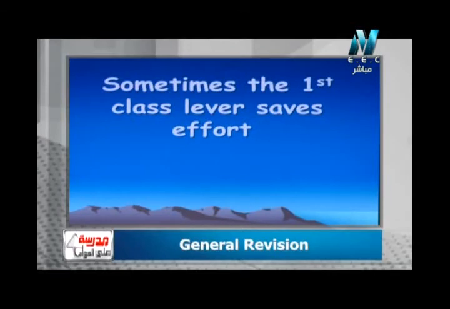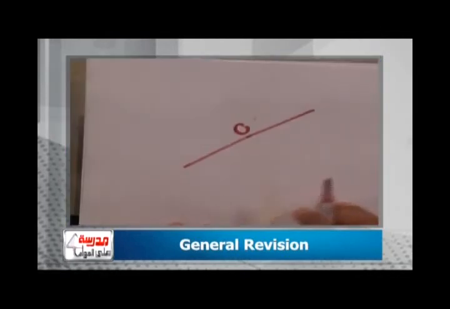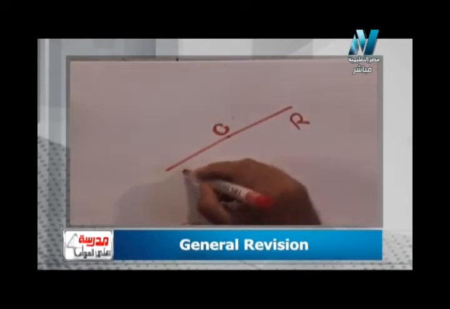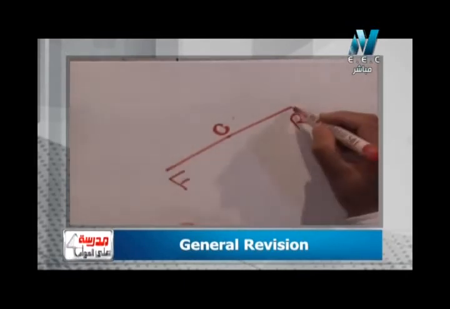Another question. Sometimes the first class lever saves effort. Let me remind you what is the structure of the first class lever. We know that the first class lever contains what in the middle? It contains surely the fulcrum. So if I draw it, fulcrum in the middle here, and I have resistance and effort force at the two ends or at the tips.